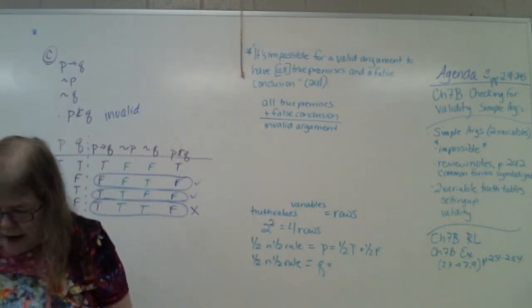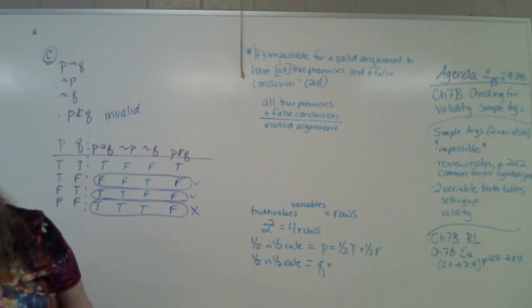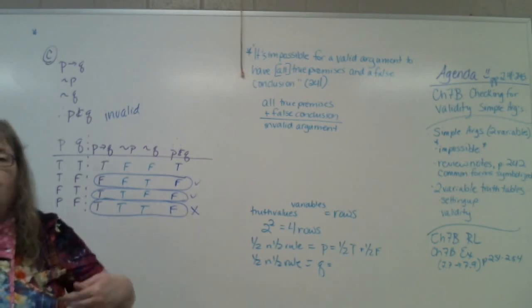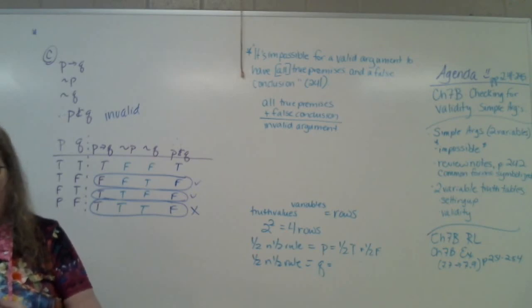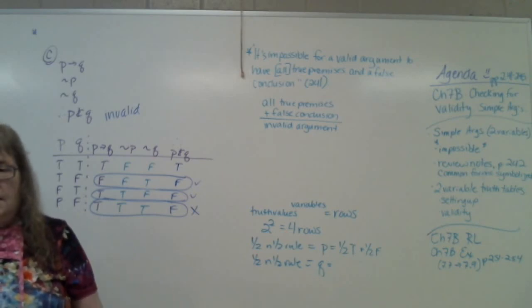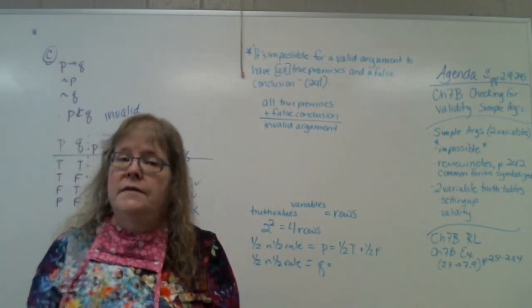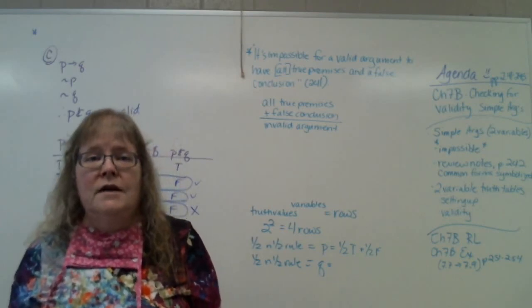It gives us the common argument forms symbolized: modus ponens, modus tollens, hypothetical syllogism, and disjunctive syllogism. We know these structures are already valid, okay? Now, we are going to have a couple of places in the homework where you get to work that out, and it'll turn up valid, okay? So you still have to make the truth table, follow the directions. Follow the directions, okay?